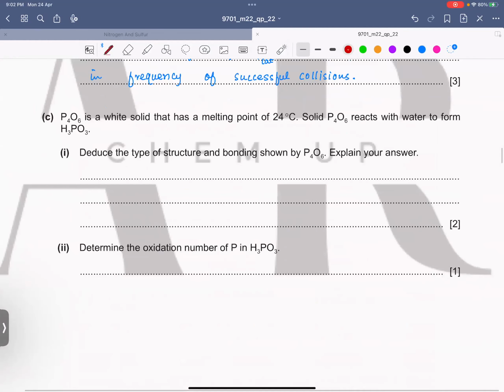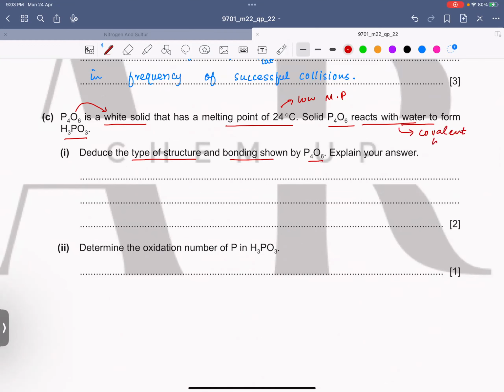P4O6 is a white solid that has a melting point of 24 degrees Celsius. Low melting point, right? Solid P4O6 reacts with water to form H3PO3. Deduce the type of structure and bonding shown by P4O6. If it is reacting with water, yes, very good, Sana, there is a covalent bonding. From this, we can conclude because ionic doesn't react with water. Normally, ionic ionizes in water. And low melting point tells us that its structure is simple molecular.